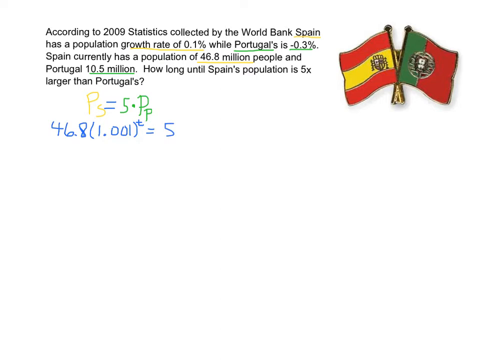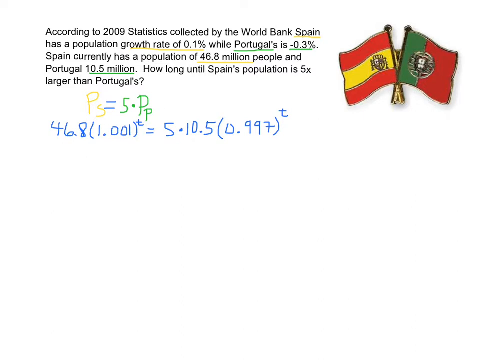Portugal, there's that 5 out in front of everything, but Portugal's got a population of 10.5 million. It's okay if I write that as 10.5. I don't need all the decimal places. And it's experiencing decay, so we have to convert that 0.3 into a decimal. So that's going to be 0.003, and it's decaying, so if it's losing 0.3%, it gets to keep 99.7%. And we raise that to the tenth power.